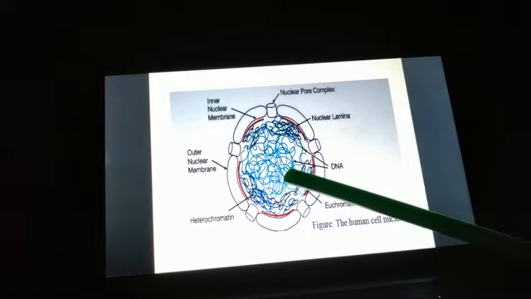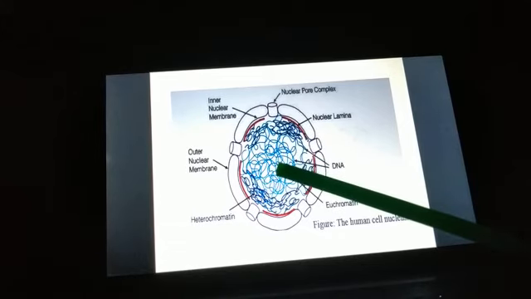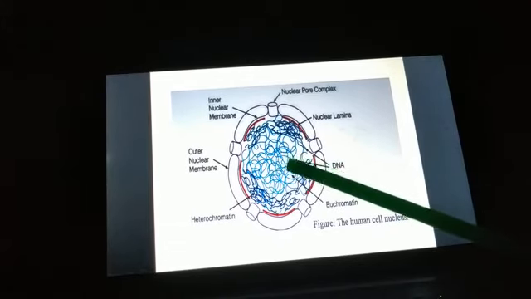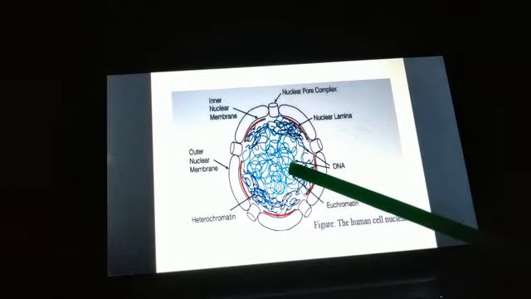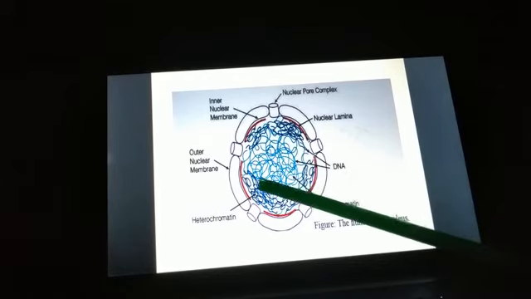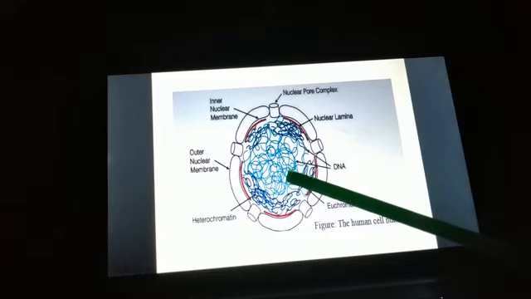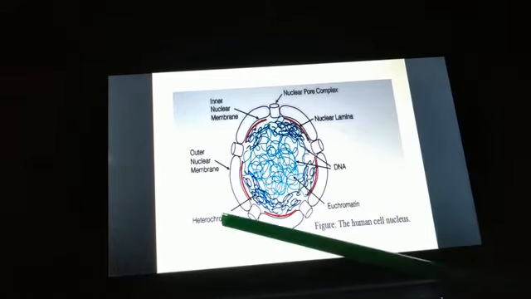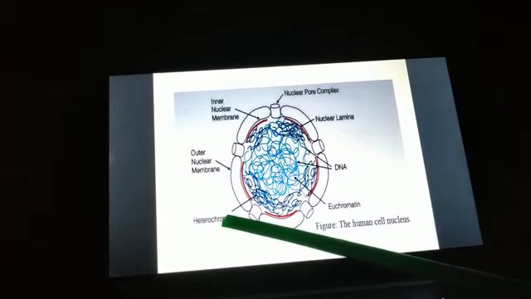The euchromatin, these are loosely packed. They are lightly stained. When we stain this nucleus, we can see the euchromatin gets a light color. These are lightly stained. Why? Because these are loosely packed. That's why they are lightly stained. And the heterochromatin, students, these are darkly stained.